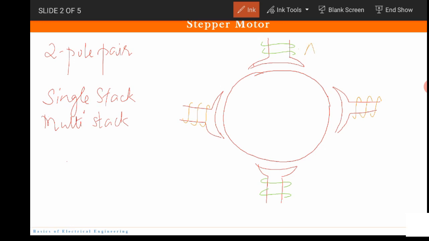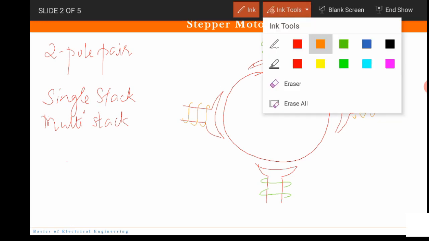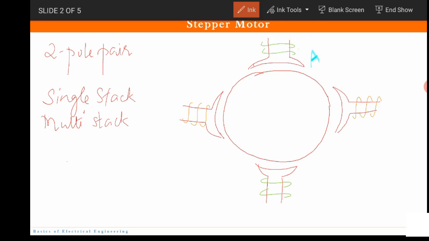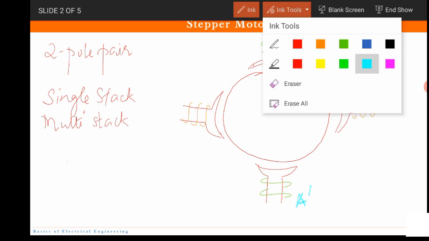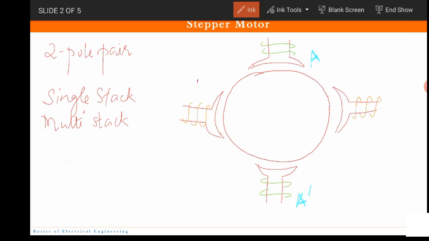So what I'll do is, let us name these poles as A and A dash. Similarly, we'll name these poles as B and B dash. Fine. And now let us talk about the rotor.